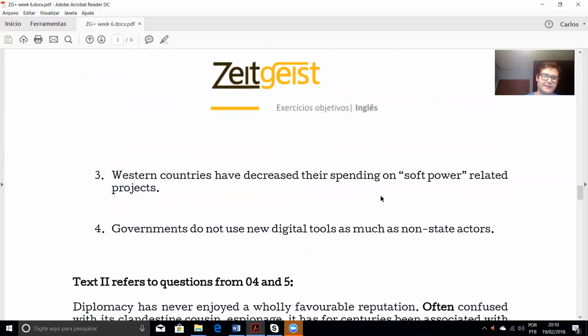Since soft power is growing in importance, this is all according to the text, of course. They should be increasing and focusing on these soft power related projects, but they're doing the opposite. They're cutting spending. They are in a budget crunch, as it says in the text. They see it as superfluous, which is unfortunate, really. Okay, so this one is correct.